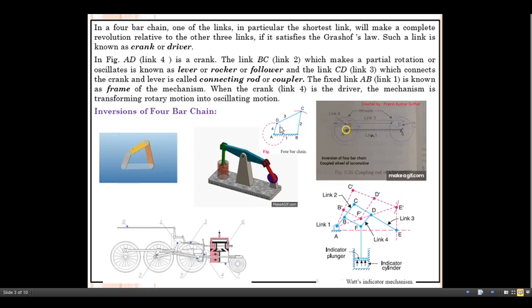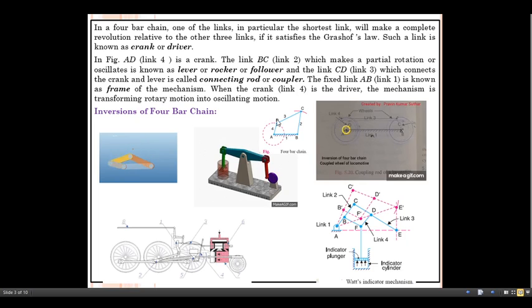When the crank is the driver, the mechanism transforms rotary motion into oscillating motion. This becomes clearer when we focus here: the rotary motion of this crank is converted into oscillating motion of link number 2.